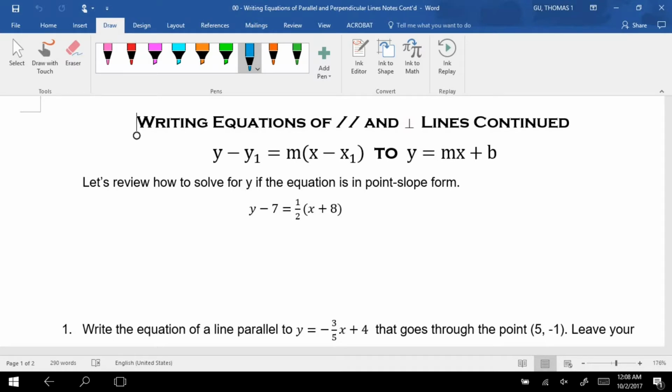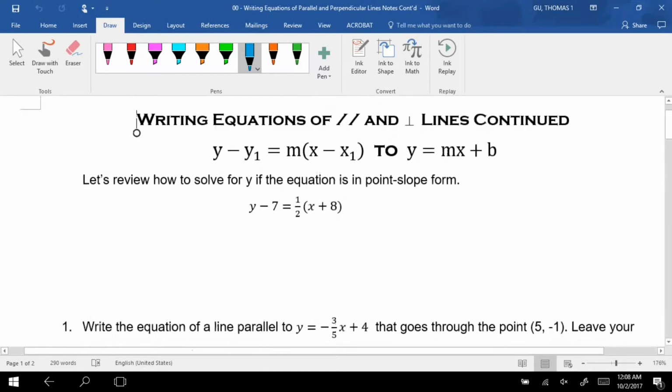Today we're going to be writing equations of parallel and perpendicular lines, continued, because if you did the notes last time, which I'm sure you all definitely did, you would know that the last notes had the exact same title. So this is the same thing, continued. Up top, we've got the point slope formula, and then the slope intercept form right here.